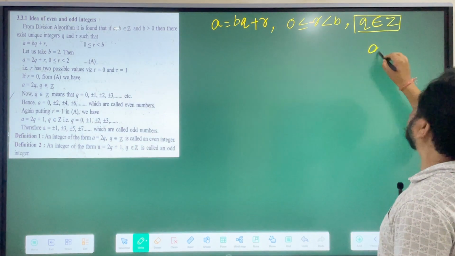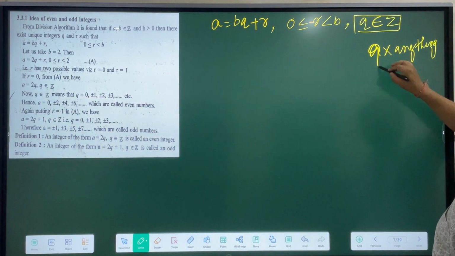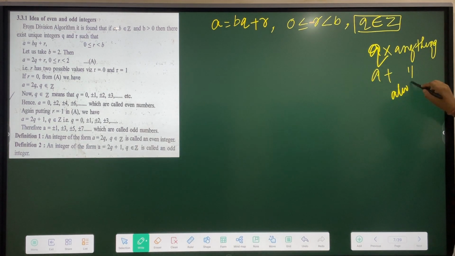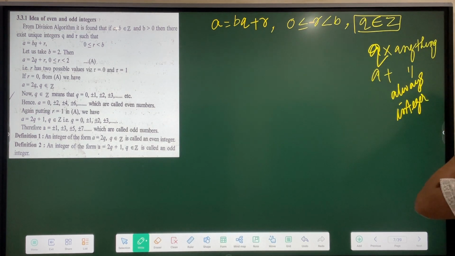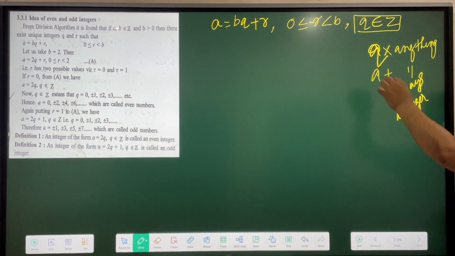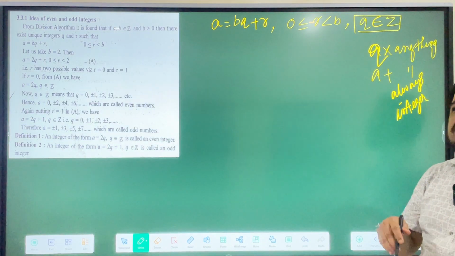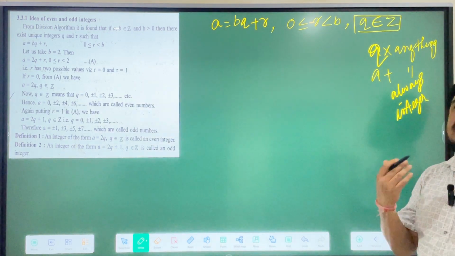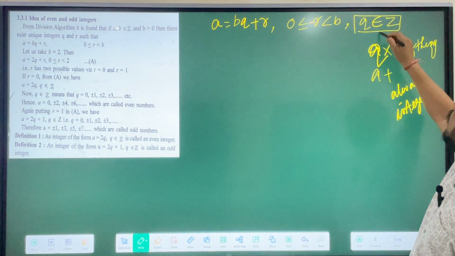Q multiplied by anything, or Q plus anything, will always be an integer. I hope you understand this, because Q is itself an integer. Suppose Q is minus 5. Minus 5 into 3, minus 5 into P, minus 5 into 9, you will always get an integer. So remember that Q is a very important part for you.